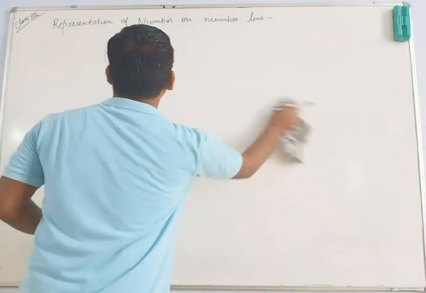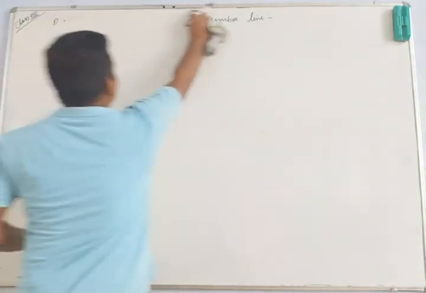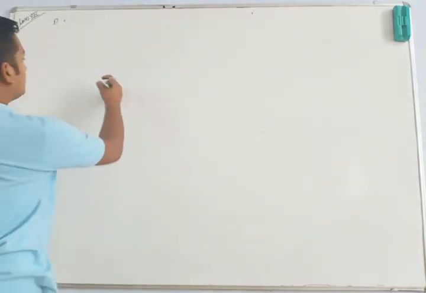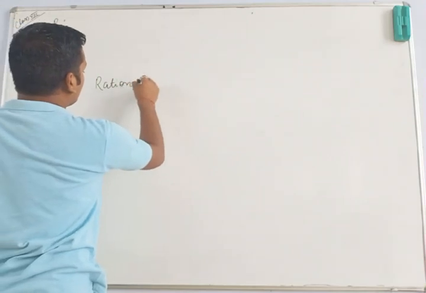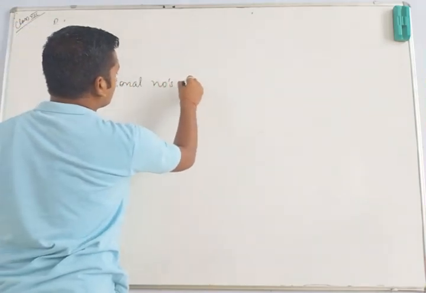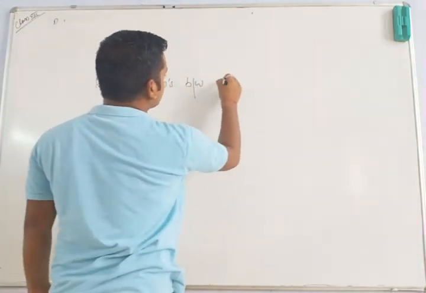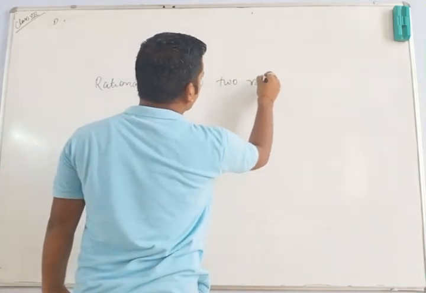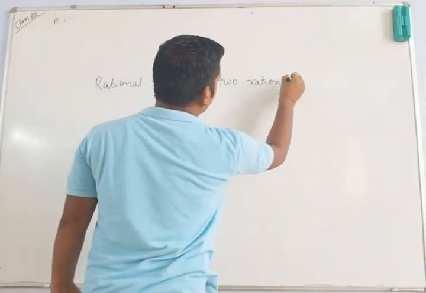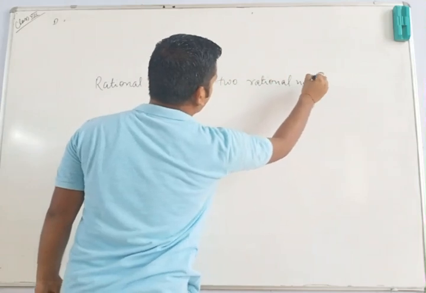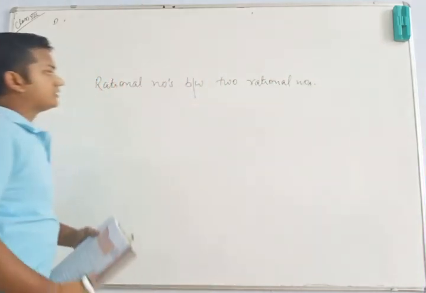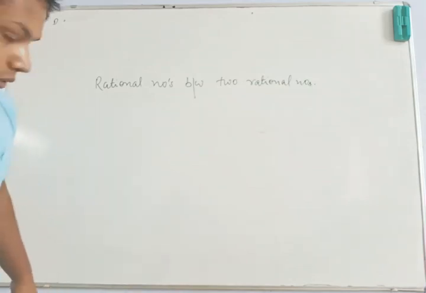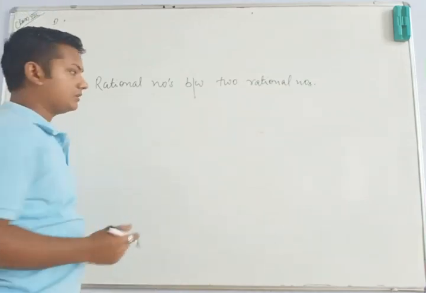Now the next topic is rational number between two rational numbers. Now let us take an example.